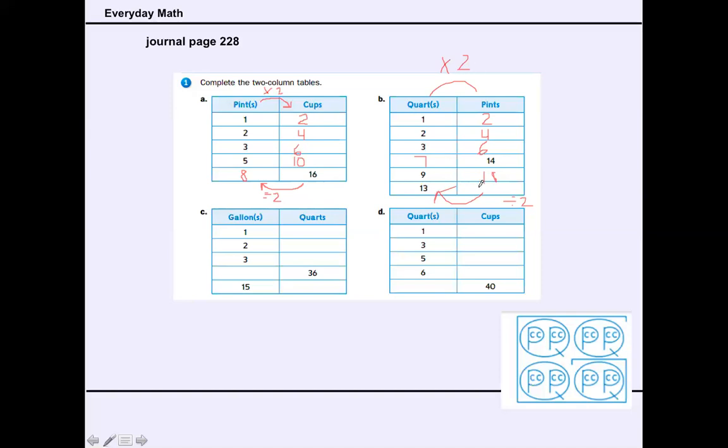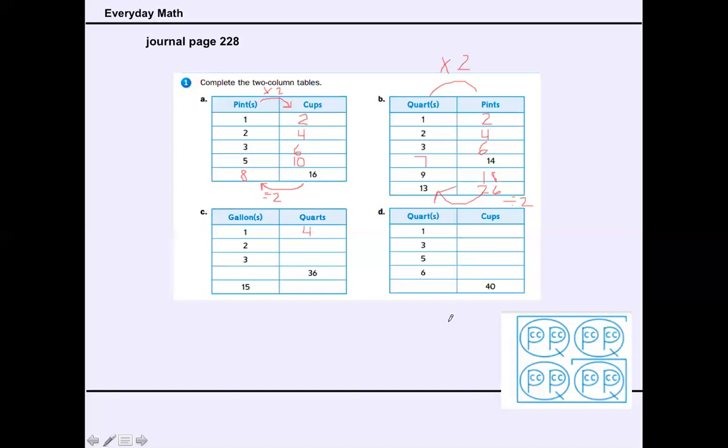And 13 times 2 is 26. Okay, so I can use my visual, or once I start seeing a pattern, I can figure out what I'm multiplying and dividing by. So gallons to quarts. In 1 gallon, or 1 big G, there are 1, 2, 3, 4 quarts.